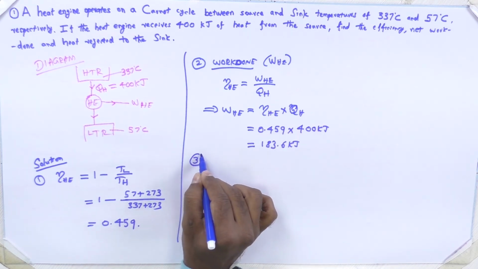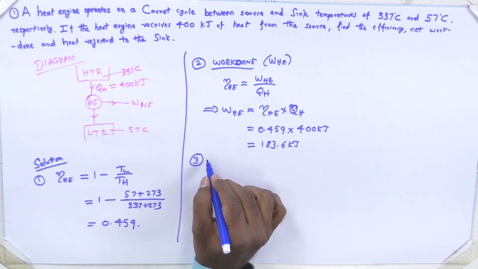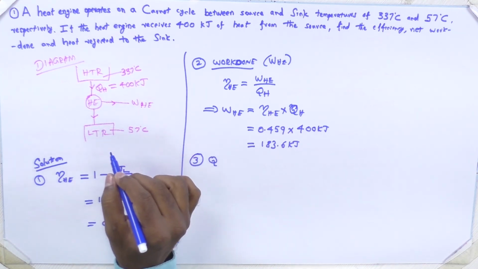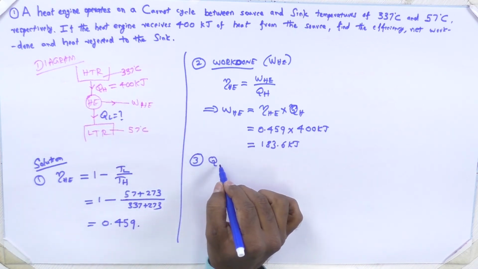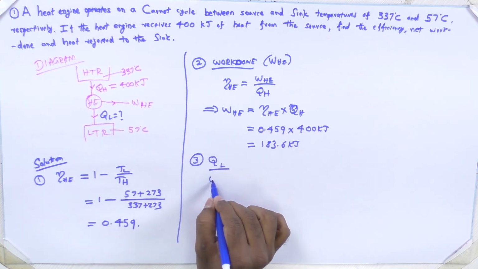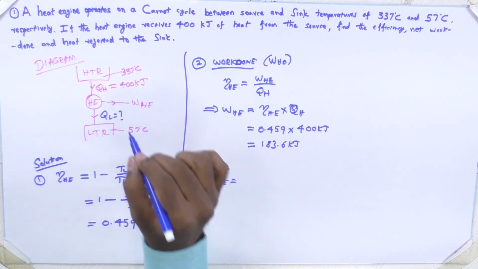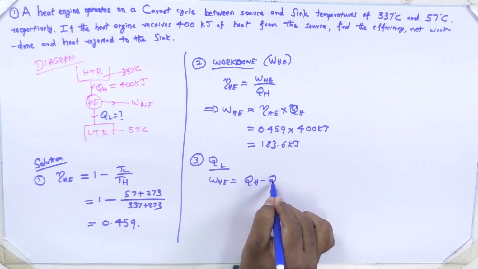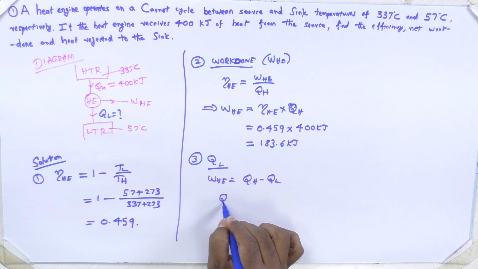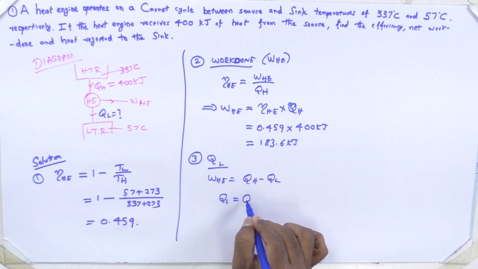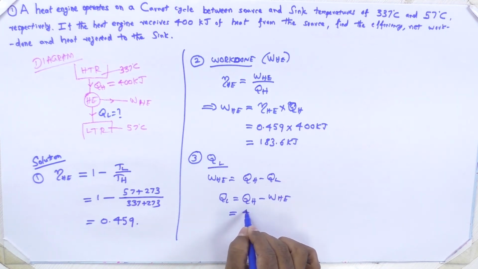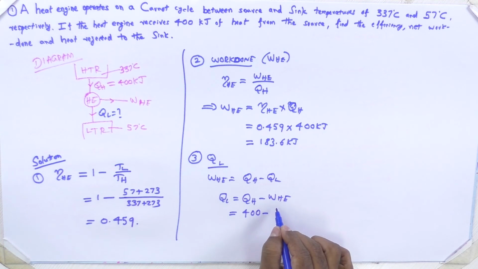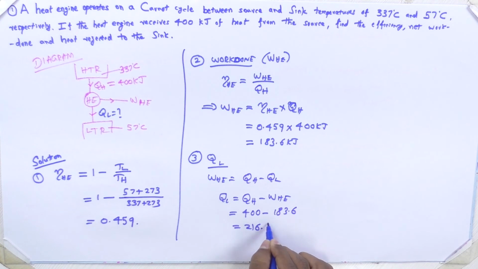Now let us go to problem number 3, which is heat rejected. They are asking how much heat is rejected, that is, the QL value, heat rejected to the sink. We know the formula WHE equals QH minus QL, and we need the value of QL. So QL equals QH minus WHE. Here QH is 400 kilojoule minus WHE, 183.6, so we get a value of 216.4 kilojoule.